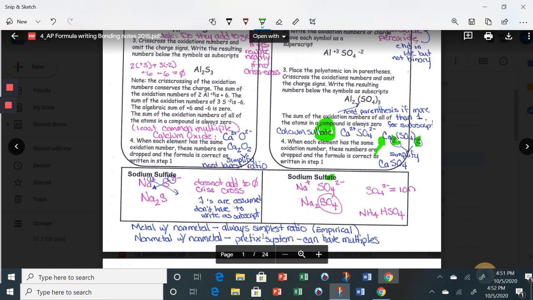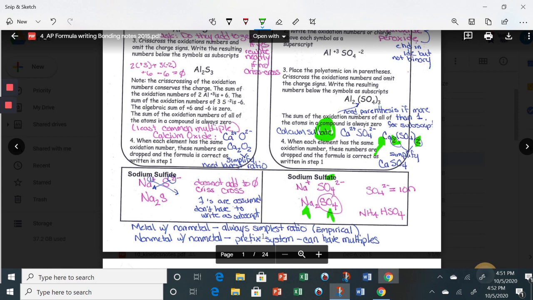Very common. Used a lot. Okay? So we do the sodium, it's a +1. The sulfate is a 2-. I don't need parentheses here or here. I only need 1 sulfate, so I don't write the parentheses.